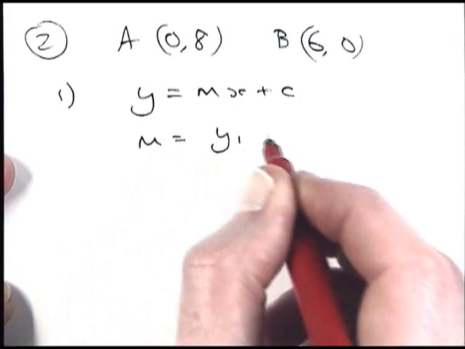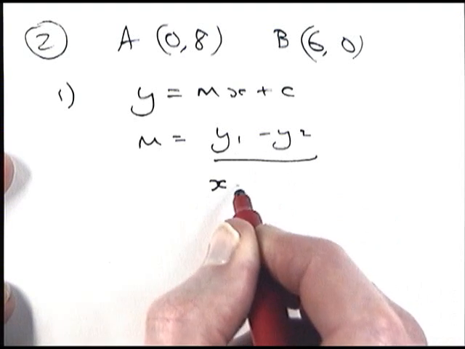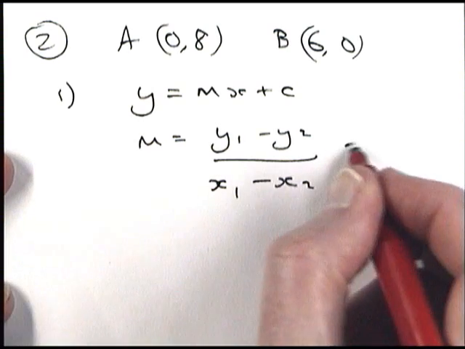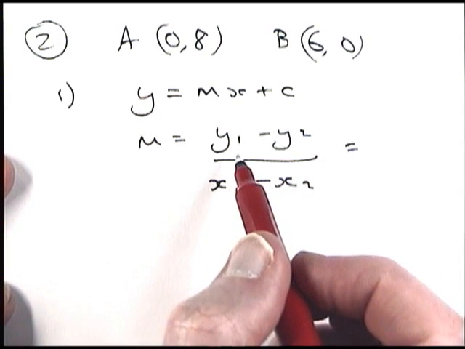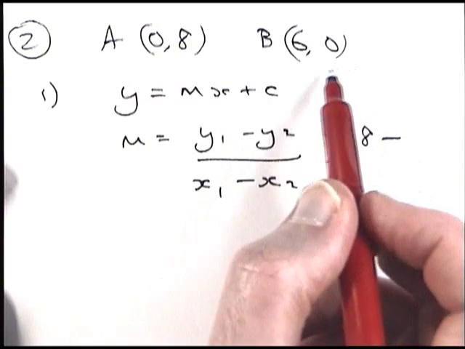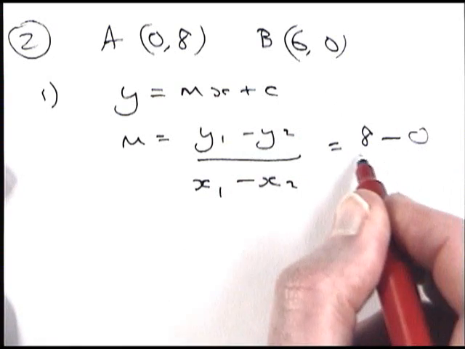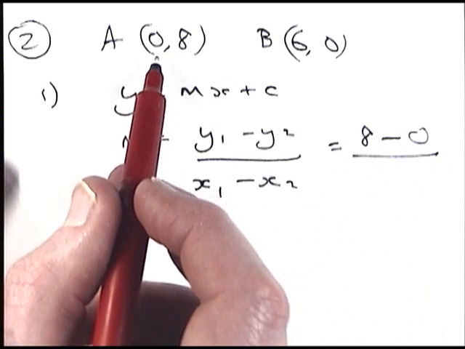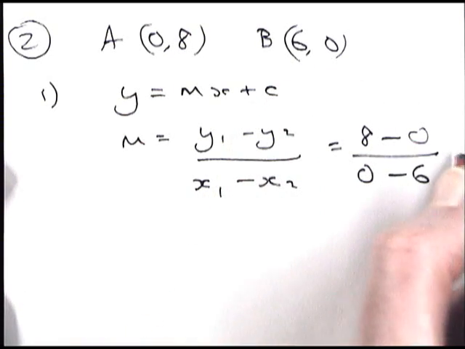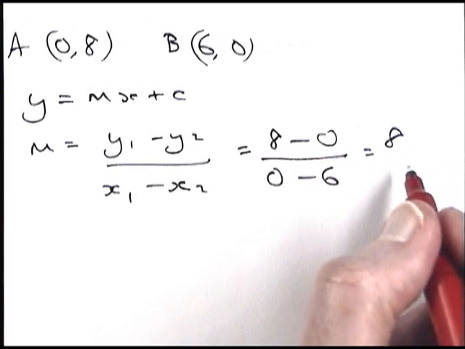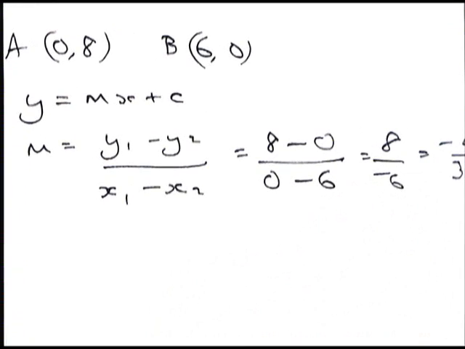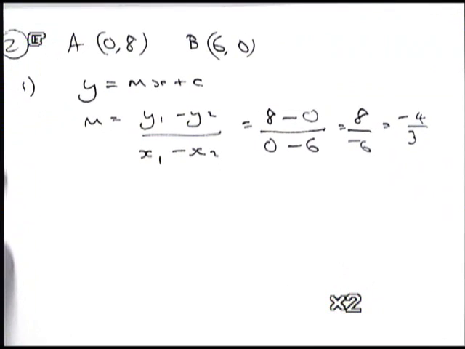Formula for the gradient is the change in the y coordinates over the change in the x coordinates. You can swap the 2's and the 1's around, it doesn't matter. So here y1 means the y coordinate of the first point, so that's 8. y2 is the y coordinate of the second point, that's 0. x1 is the x coordinate of the first point, x2 is the x coordinate of the second point. So I have 8 divided by minus 6, or minus 4/3. Minus 4/3 is the gradient of the line.